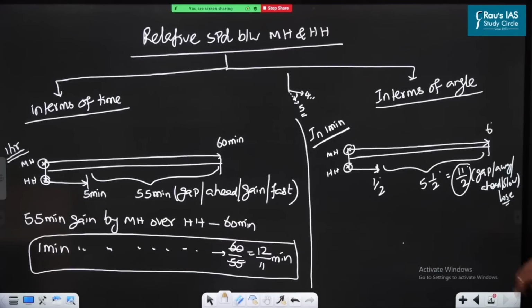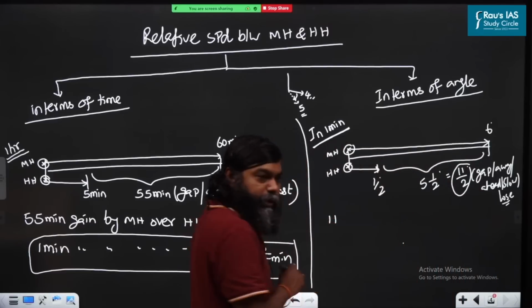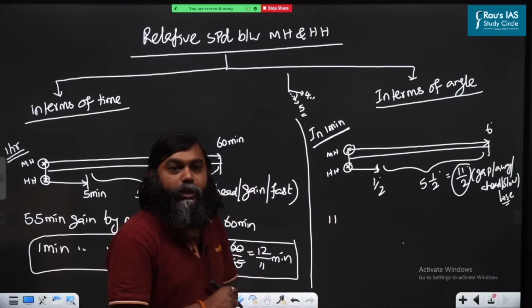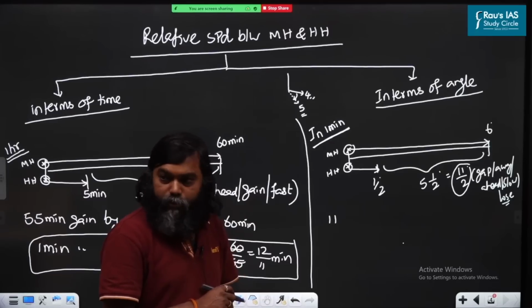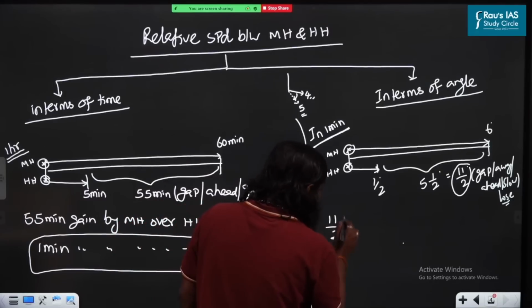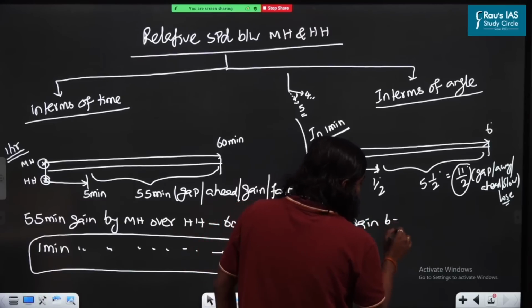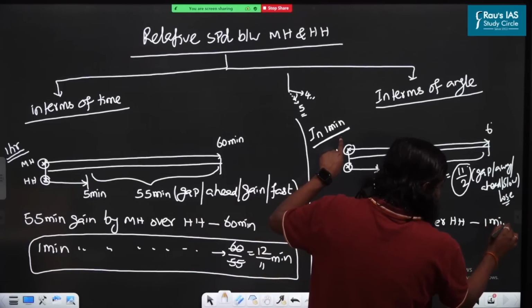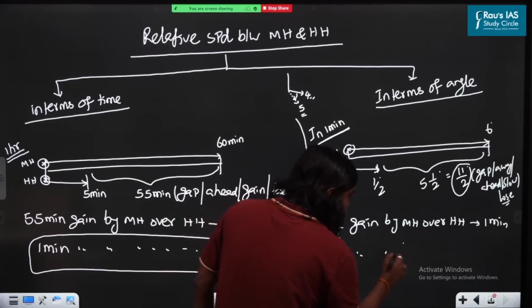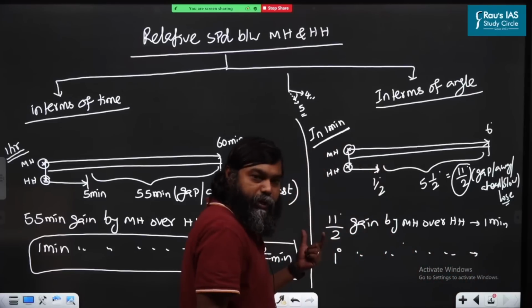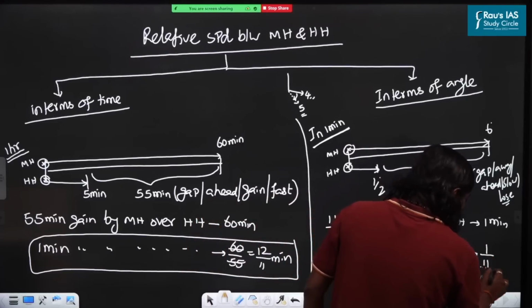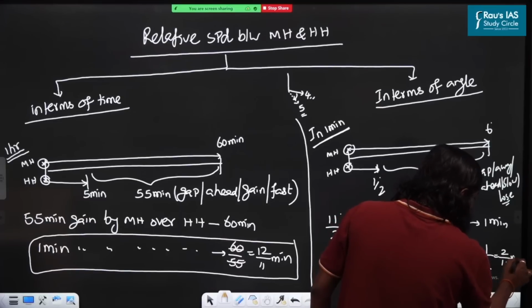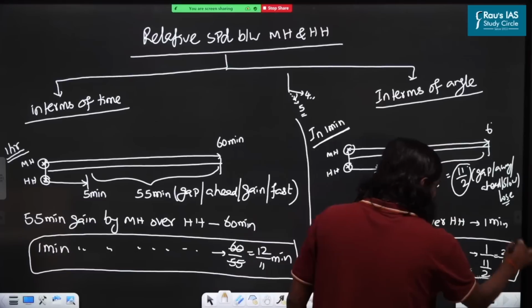To create an 11/2 degree gap, both hands have to run for how many minutes? All are understood? Now, do you remember the formula to find the angle? 11/2 into minute hand. No, leave it. So to create an 11/2 degree gap by the minute hand compared to the hour hand, in how much time? 1 minute. To create a 1 degree gap between the minute hand and hour hand, here 11/2 is multiplied, it goes there divided. So reverse it. What will you get? 2/11. All are understood.